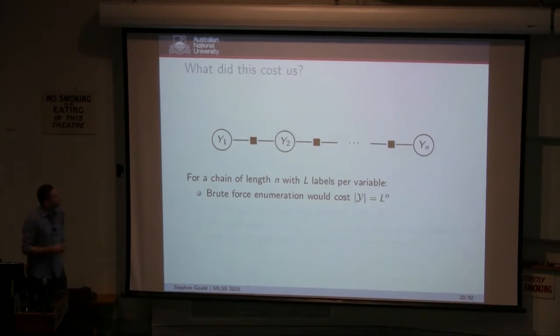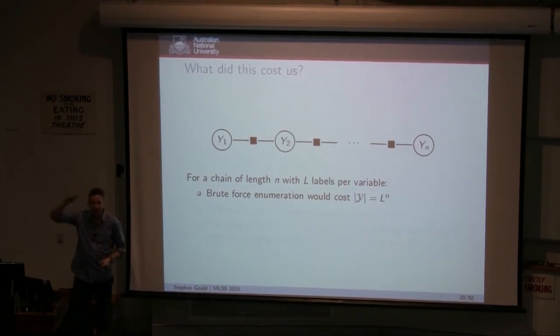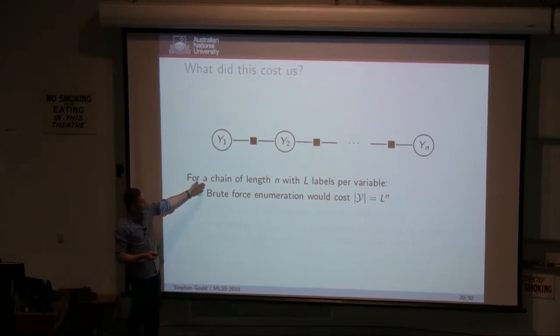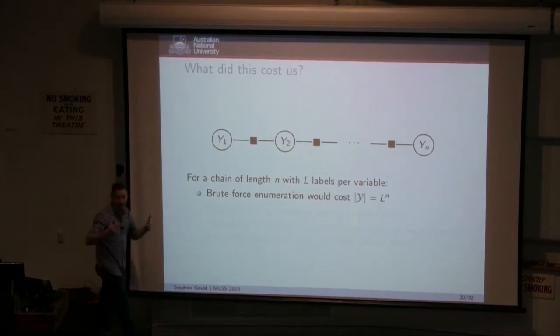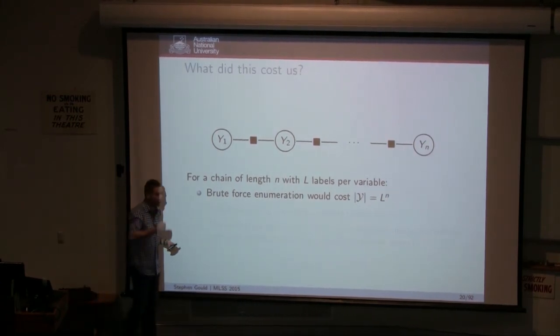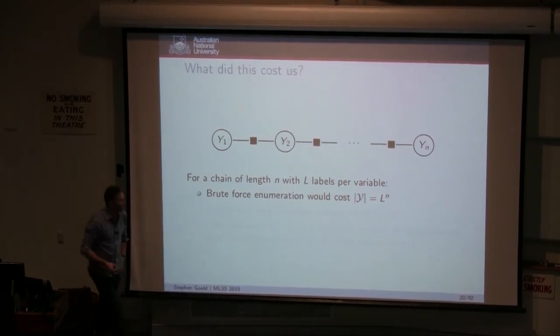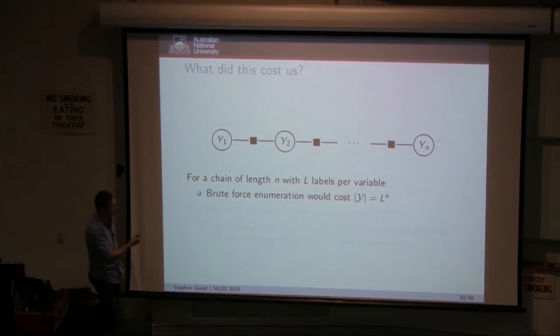All right. So let's just have a look at what this has saved us. What we could have done is just instantiated every possible labeling for the variables, so every possible assignment jointly to y1 through y4. If we have a chain of length n, where each variable can take L labels, then this brute force evaluation, if we had to evaluate every possible labeling, would be the size of this label space, which is L to the power of n. L labels, and there are n variables.